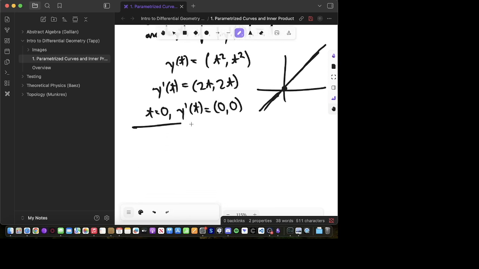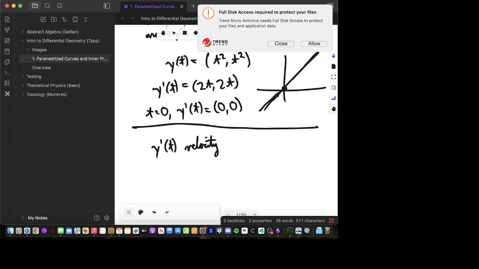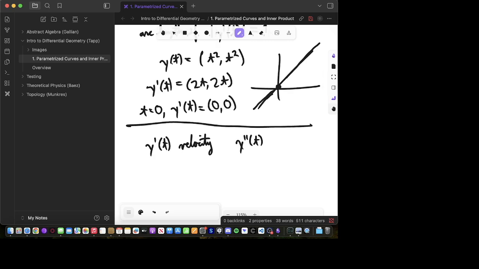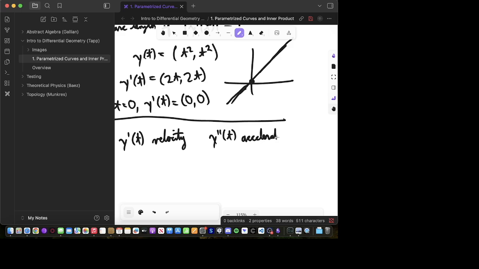Now, let's talk about the derivative. It might sometimes be called the velocity vector because the derivative of the position is the velocity. And you can think of a parametrized curve as the position. Furthermore, the second derivative is sometimes called acceleration for the same reason.